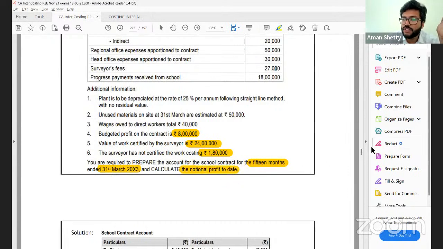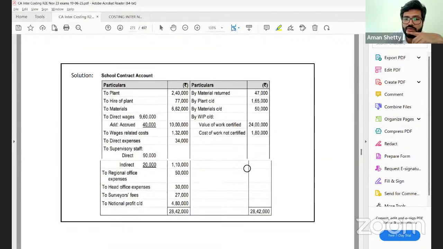You all know the difference between notional profit and estimated profit. Estimated profit is for the total contract, whereas notional profit is only until the date of reporting, whatever is the profit. That is the notional profit.